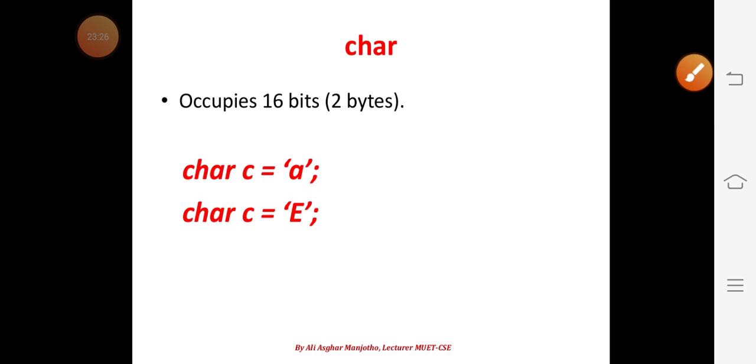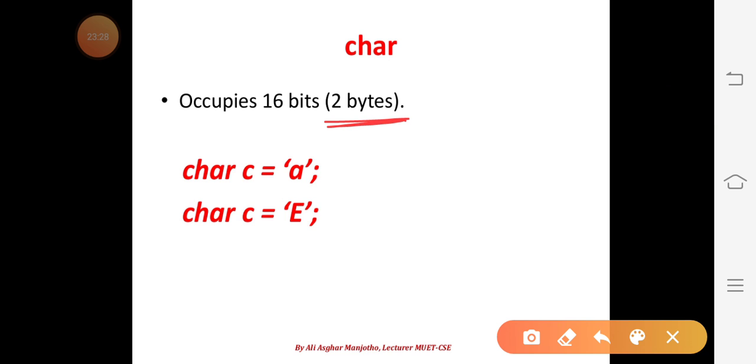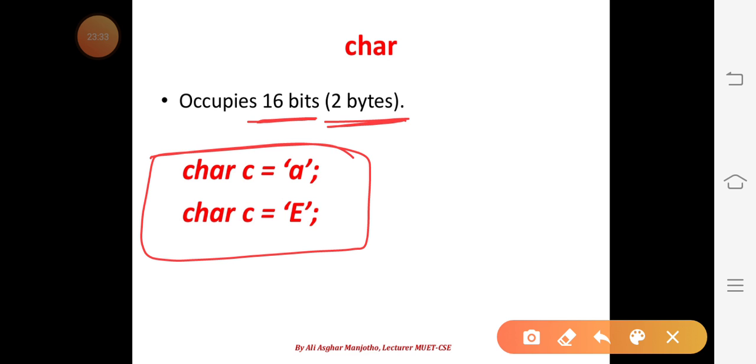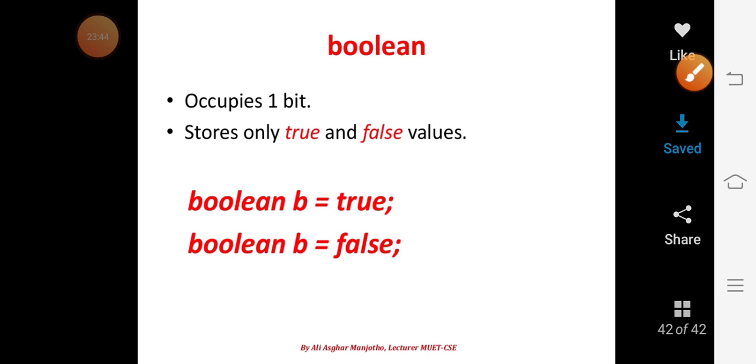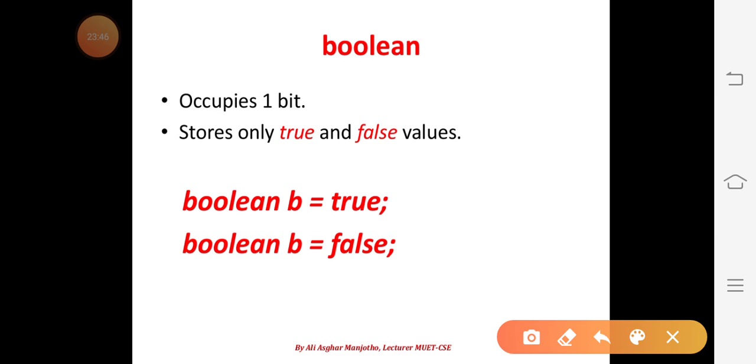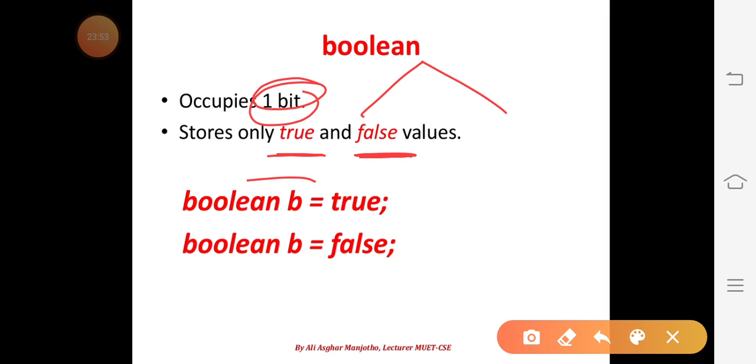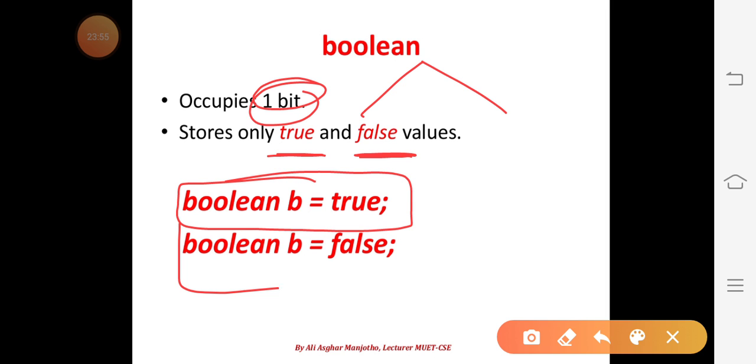Next is for character. Character takes how many bytes? 2 bytes. So 2 into 8, 16 bits. And here is how you will define a character. One example is given for lowercase and one for uppercase. Characters are defined inside single quotes like this. Next is for boolean. Boolean occupies 1 byte. Now boolean, as you know, can store only 2 types of value, either true or false. So you can declare it in this way: boolean b equal to true or boolean b equal to false, right?